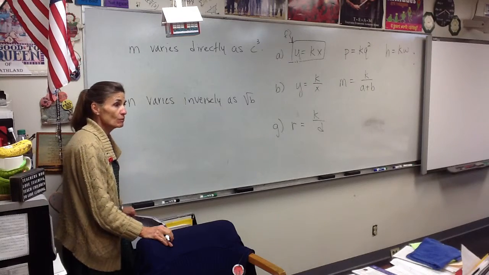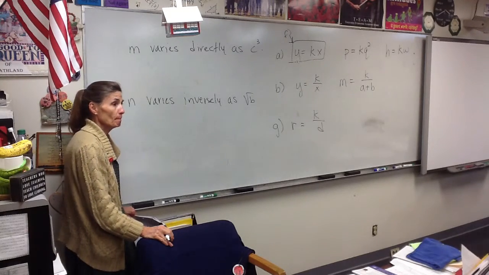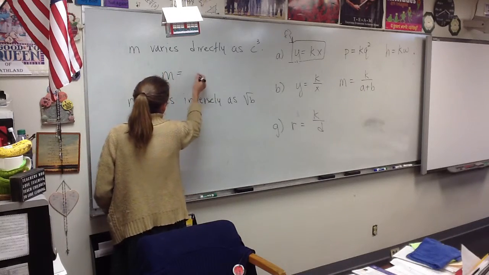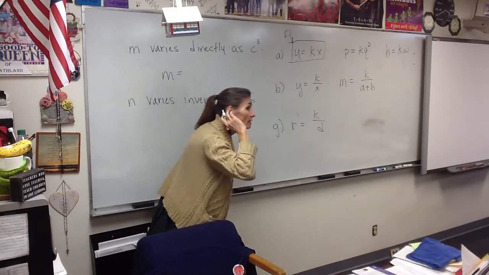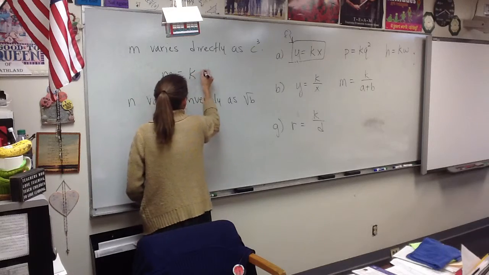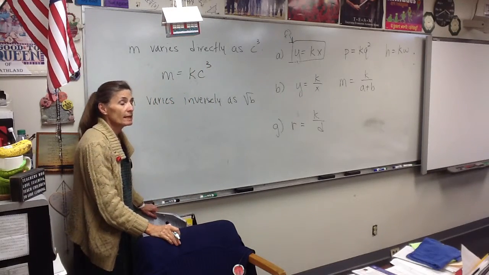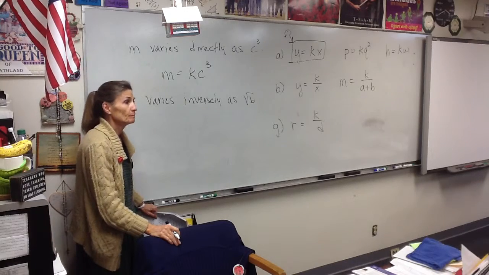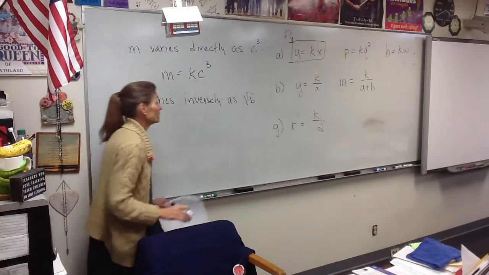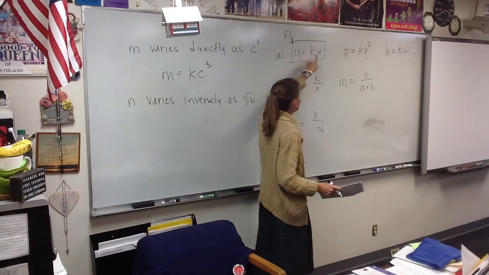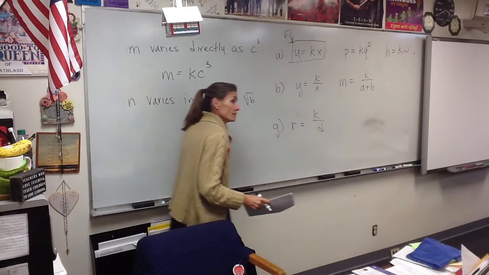Any volunteers for the first one? You got that one yet? Jordan? K, C, Q. What do you think, class? Is Jordan correct? Yeah, he absolutely is correct. Varies directly. Y varies directly as X. M, C cubed. Perfect, Jordan, thank you.